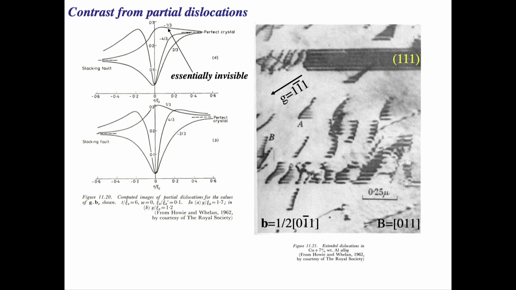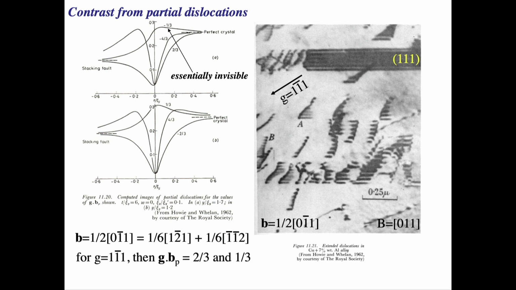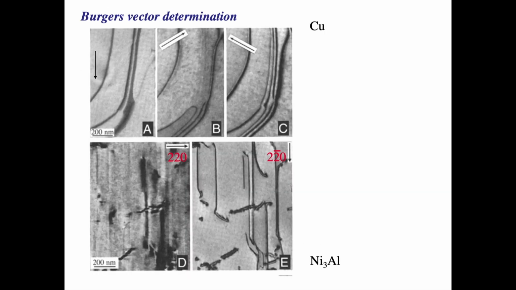And so that's the particular setup there. And you can show that these things are rings. This is of course the two Shockley partials in that case. So for g equals 1 bar 1 1, g dot b is about 2/3 and 1/3. The 1/3 will be invisible, the 2/3 will be visible, and that's why we're seeing what we're seeing. This is copper, and this is Ni3Al at the bottom there. There's the diffraction pattern for C and B.